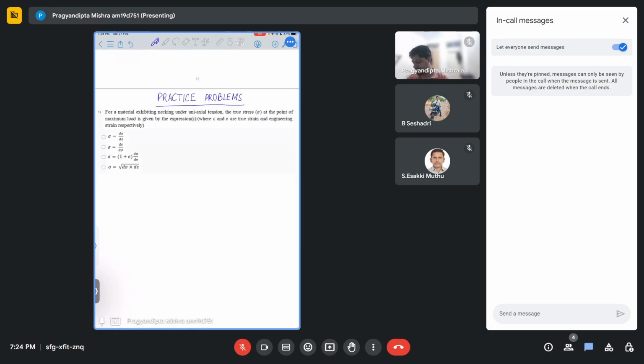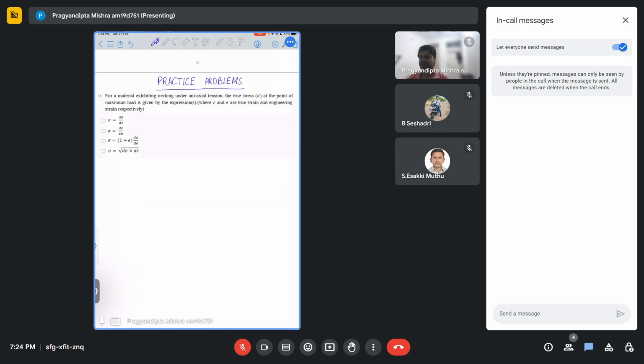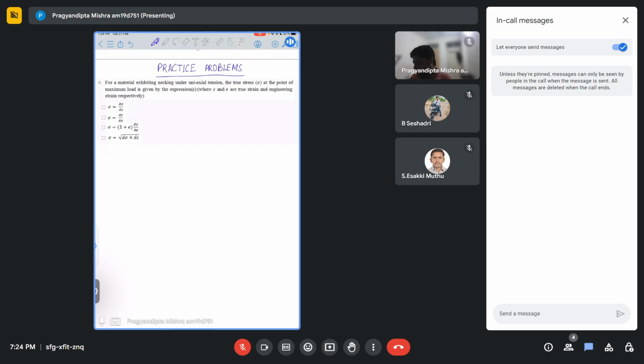Okay, so this is the first problem. They are telling us, for a material exhibiting necking under uniaxial tension, the true stress at the point of maximum load is given by the expression. They are asking which expression or expressions gives us the true stress among these four expressions. So let's try to derive this expression.